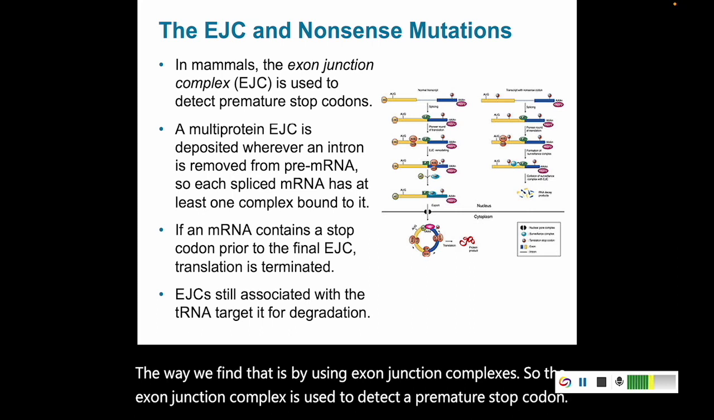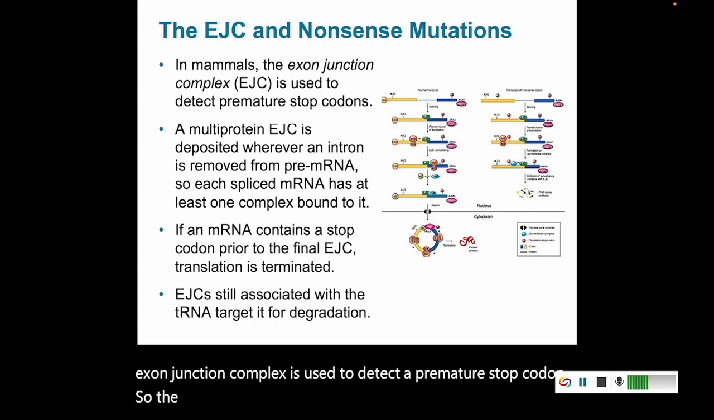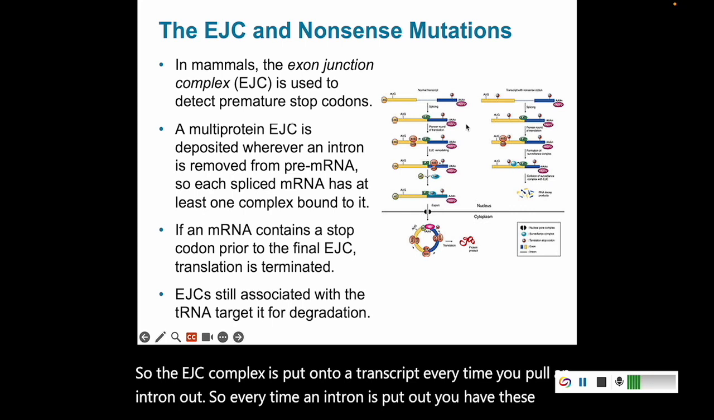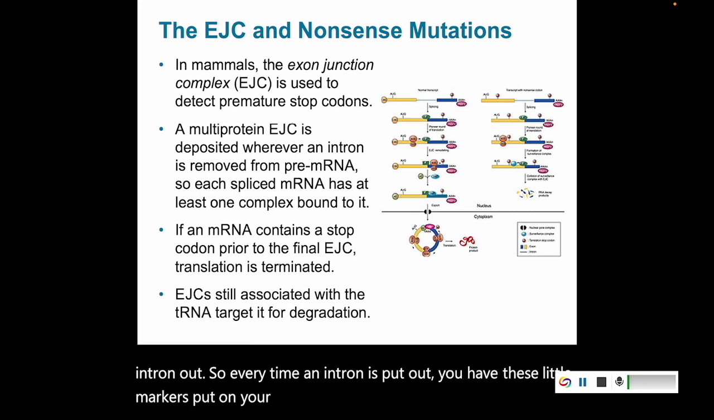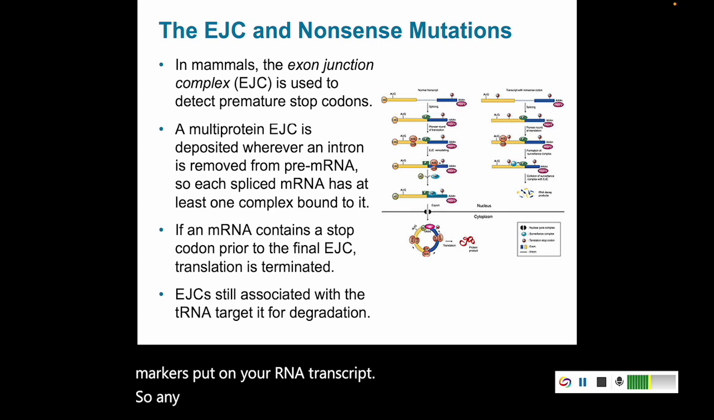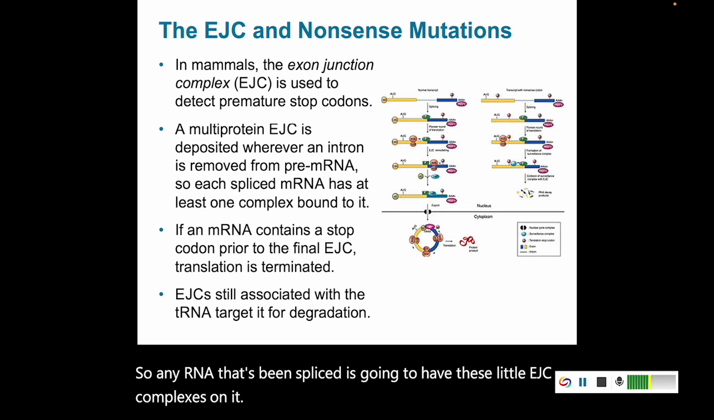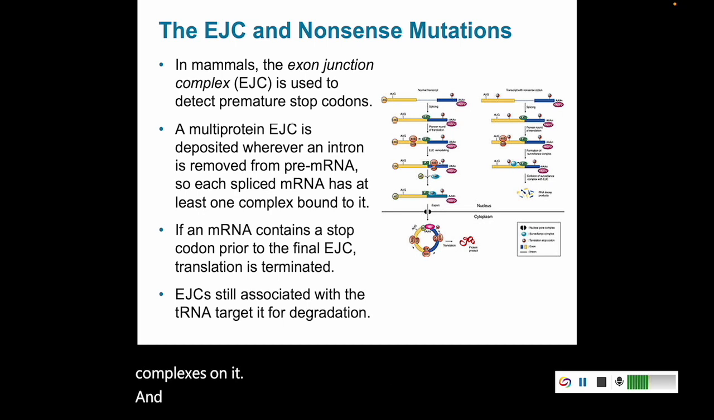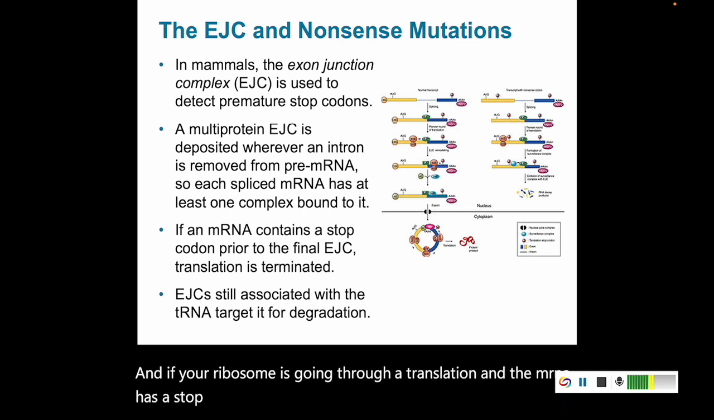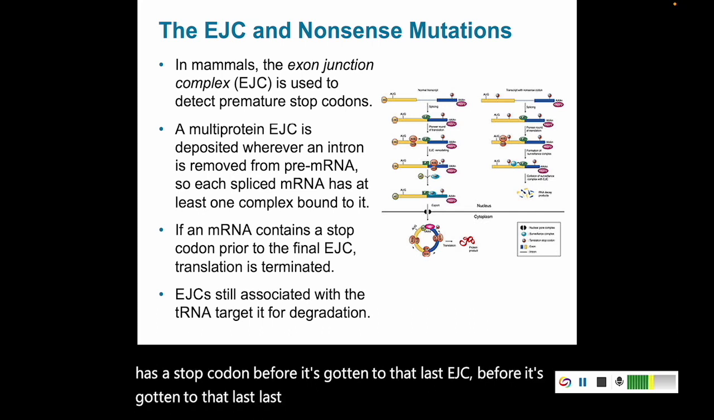The EJC is put onto a transcript every time you pull an intron out. So every time an intron is removed, you have these little markers put on your RNA transcript. Any RNA that's been spliced is going to have these little EJCs on it. And if your ribosome is going through translation and the mRNA has a stop codon before it's gotten to that last exon junction complex, it knows that stop codon has come too early.